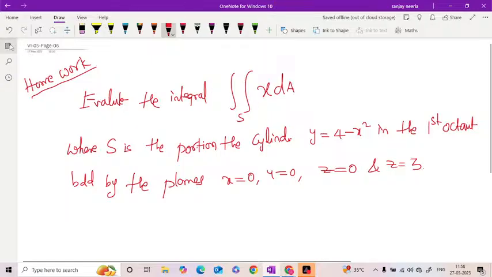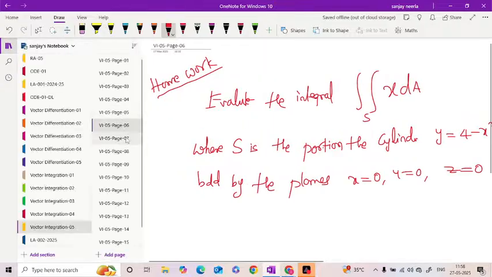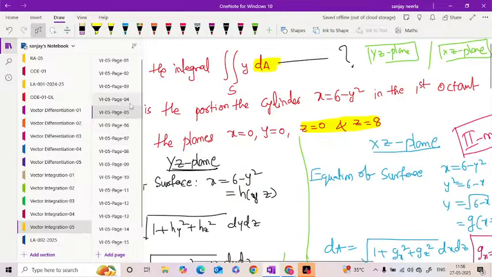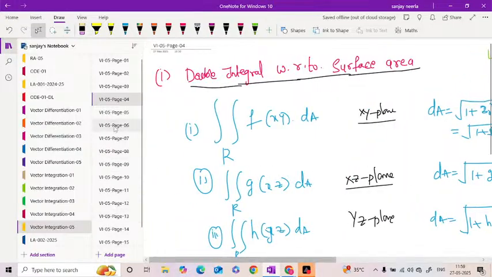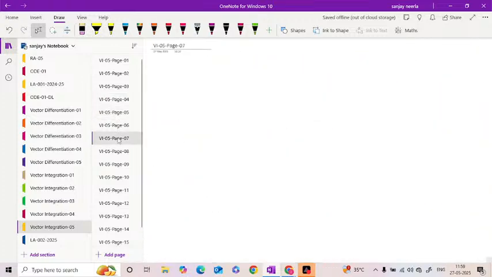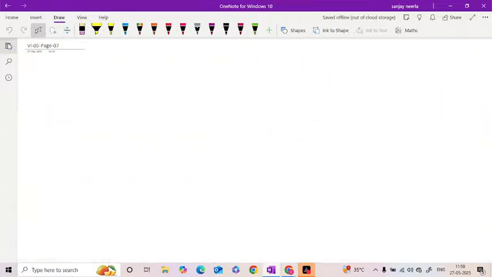Okay, so this is the surface integral, the double integral with respect to surface area. Next one, the double integral over the... So now the second type of problem.